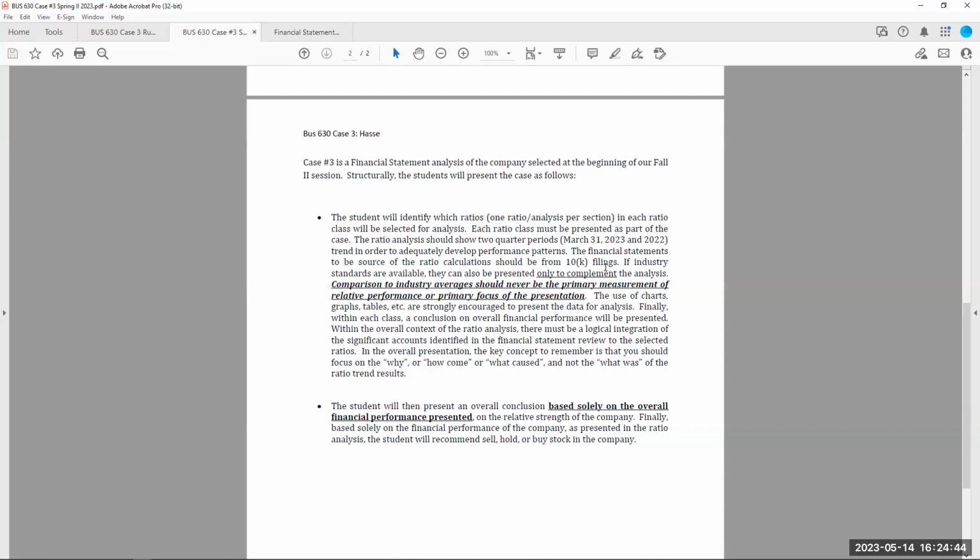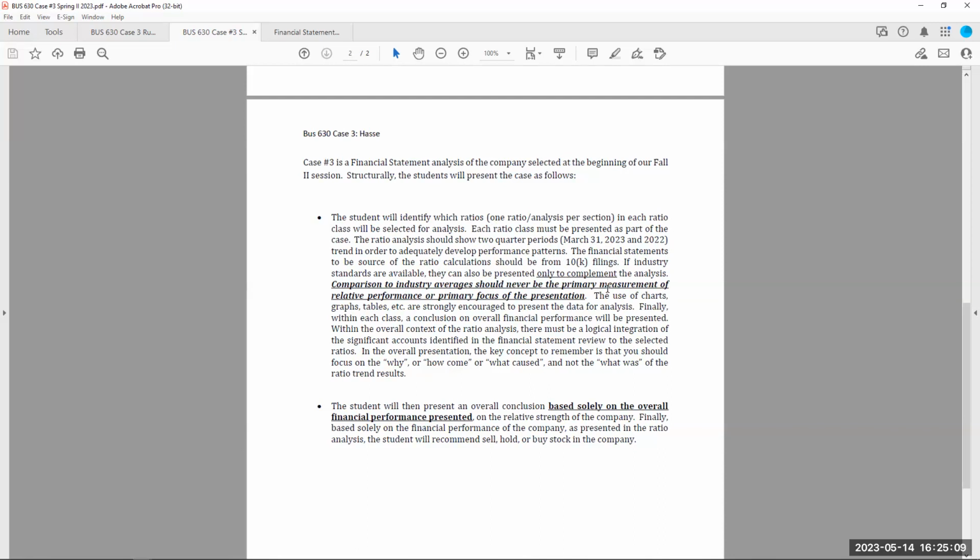The financial statements to be the source of the ratio calculation should be the 10K filings of the company. You'll also see this financial information if you go to D&B Hoover's database. There's a Freudian slip. D&B Hoover's database, and you can also go to the financial information in the company's investor relations.